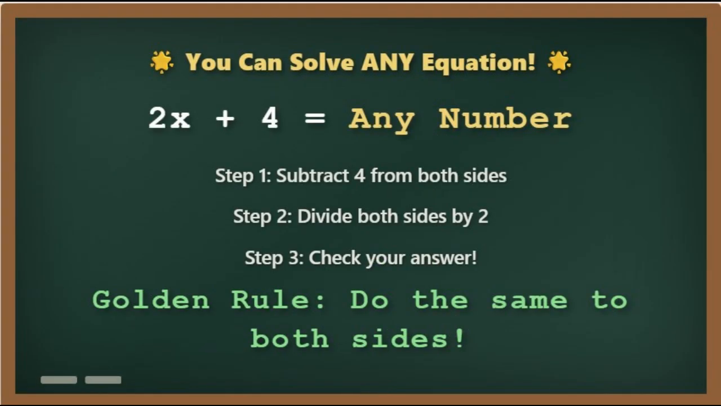Look at how far you've come. You started with one equation and now you can solve 2x plus 4 equals any number. 10, 8, 2, even negative numbers. The secret, same steps every time. Subtract first, divide second, check your answer. You're not just solving equations, you're thinking like a mathematician.